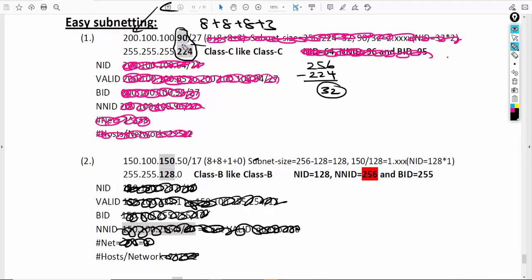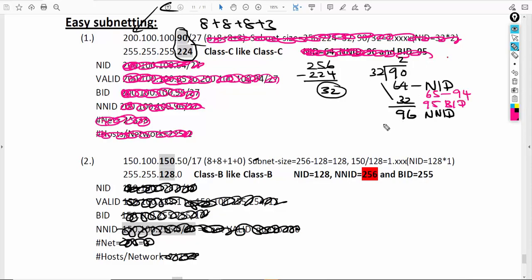But I want to know this 90 is part of what subnet? So what I will do, 90 divided by 32. 32 times 2 is 64. That is my network ID. Then when I add another 32, 96 becomes my next network ID, and 95 becomes the broadcast ID. You remember I told you broadcast ID is next network ID minus 1. The valid IPs are 65 all the way to 94, basically 64 plus 1 and 95 minus 1.